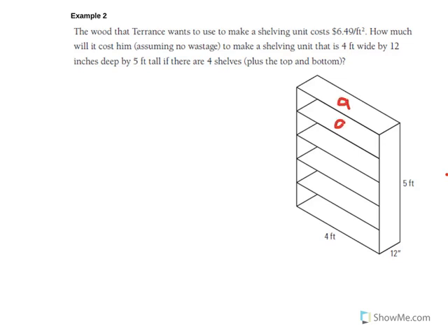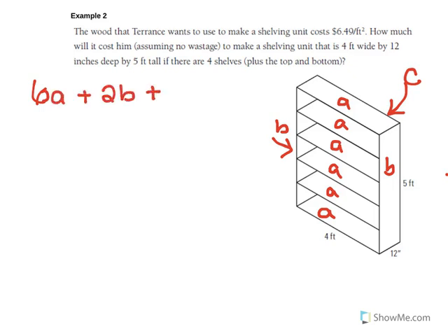We're going to call this A. And there are 6 shelves. Then we have 2 sides. So 1, and then this would be B. And then we also have the back. So there would be a back to this shelf. We're going to call that C. So we have 6 A's plus 2 B's plus a C.